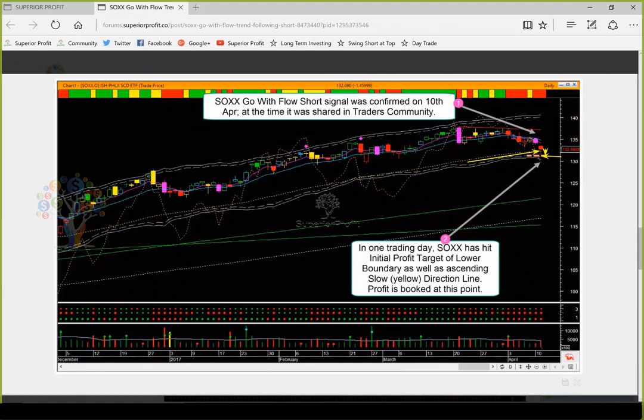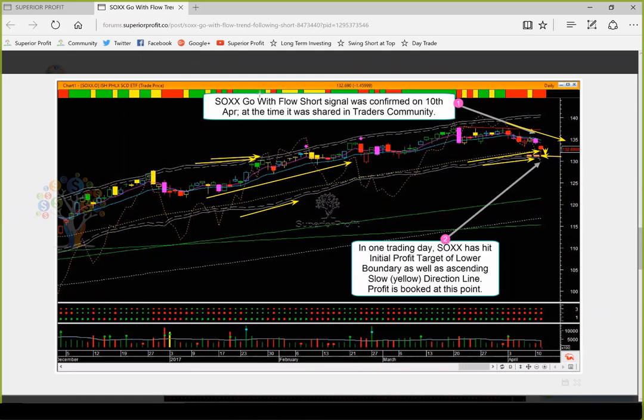There was a question, which one is the lower boundary? The lower boundary is the pair of lines at the top of the candle or the bottom. The top one, the upper boundary, is our usual profit target, one of the potential profit targets for a long position when the stock is going up. And when the stock is going down with lower high, lower low, like in this case, our short profit target will be at the lower boundary. So this was SOXS as I posted, and within 1 day some profit was booked.